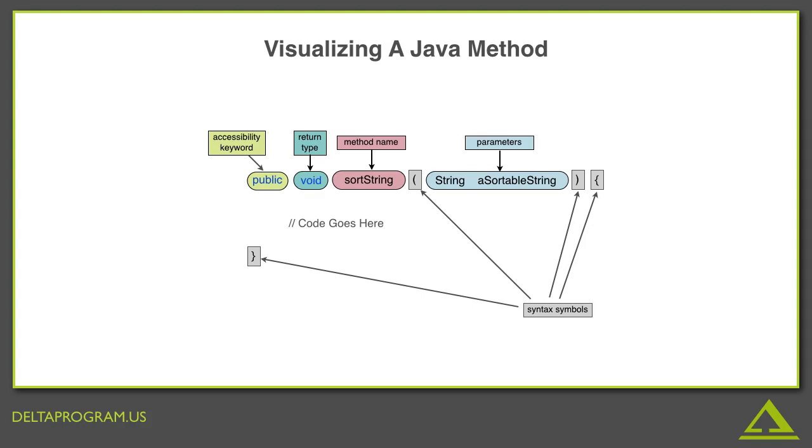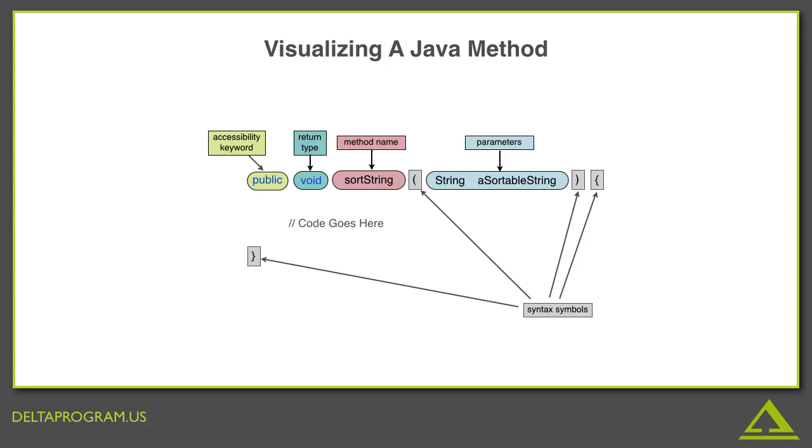The parentheses house a special part of the method signature, called the parameters. These are basically the inputs for the method. In other words, they are what the method requires you to give it in order to run properly. In a method signature, each parameter definition requires 2 things: a data type, in this case string, and a generic name, in this case sortable string.